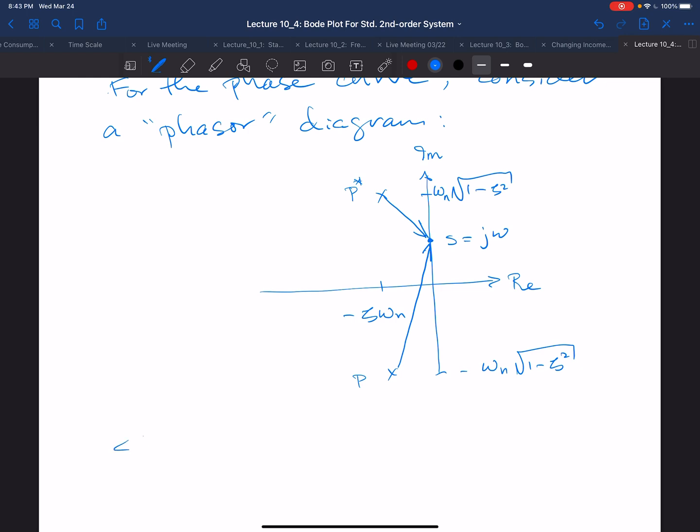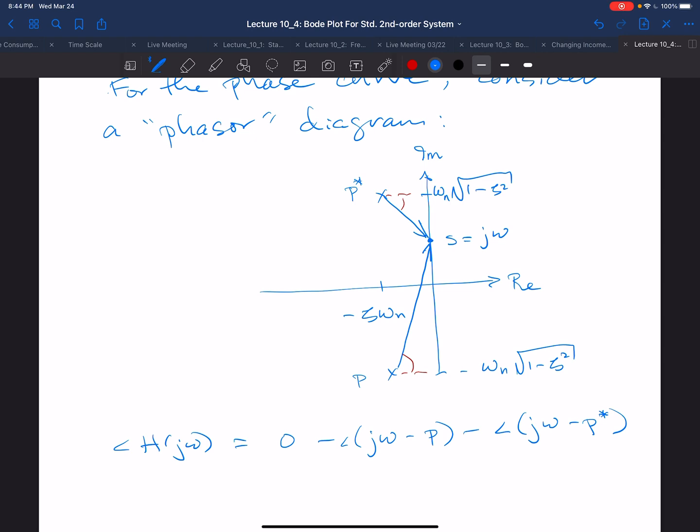And in fact, the angle of H of j omega, it's easy to see, is going to be the angle of the numerator, which will be 0 because the numerator is just 1, minus the angle of the denominator. And the angle of the denominator, because it's the product of two factors, will just be the sum of the angles of those two factors. So we could write it out like this. The angle of j omega minus p minus the angle of j omega minus p star.